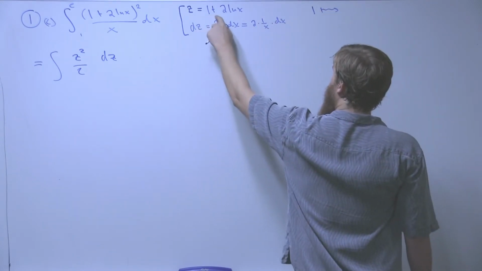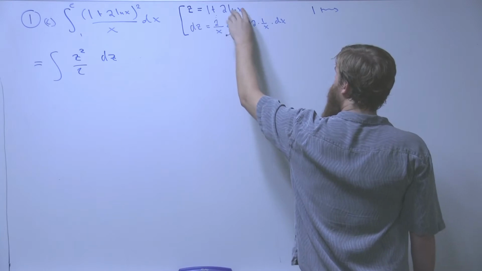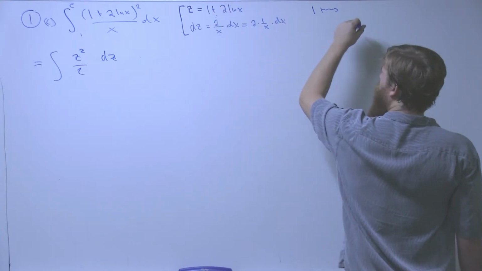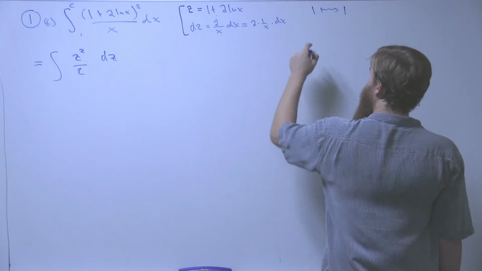then z is equal to 1 plus 2 times the log of 1. The log of 1 is 0. 2 times 0 is 0. So 1 is fixed, right? If x is 1, so is z.